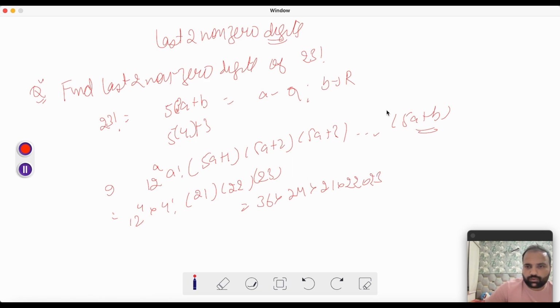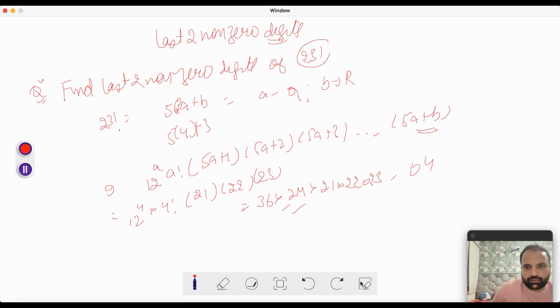So what do we get now? We multiply 36 × 24 × 21 × 22 × 23. What do we get now? We get something ending around 04. That's what we should get. You can multiply it and you will see this value coming. The important thing is that we should know how we have reached this value. This is what we have done.